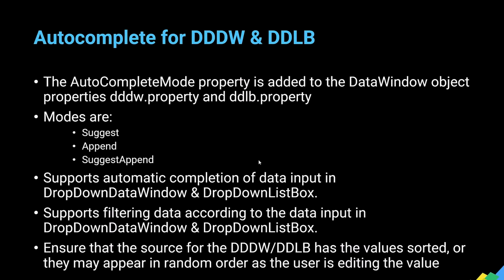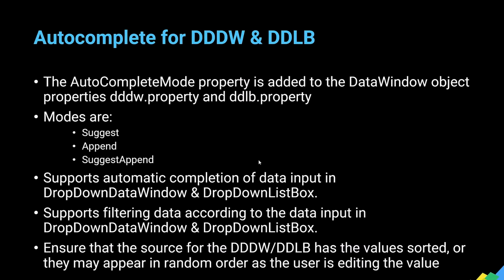So in the suggest mode, it will filter the items in the drop-down to just those that match the characters that have been typed into the drop-down list box so far. The append mode tries to find a value in the drop-down list that matches what the user's typed so far and will auto complete the text entry. So if the option they're looking for then appears, they could then tab off and it would take that value.